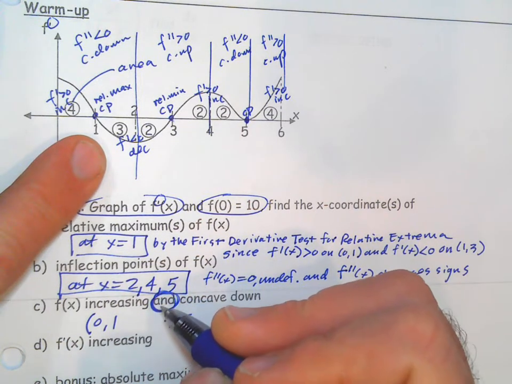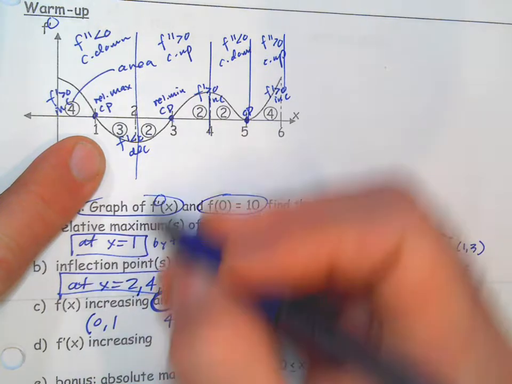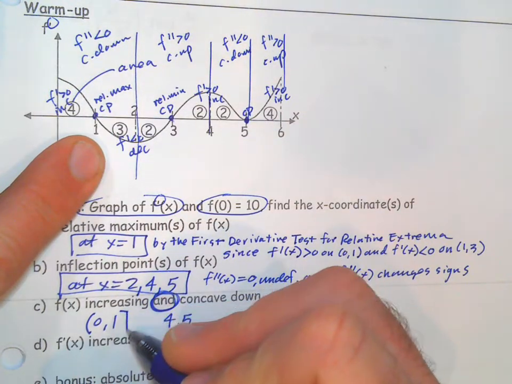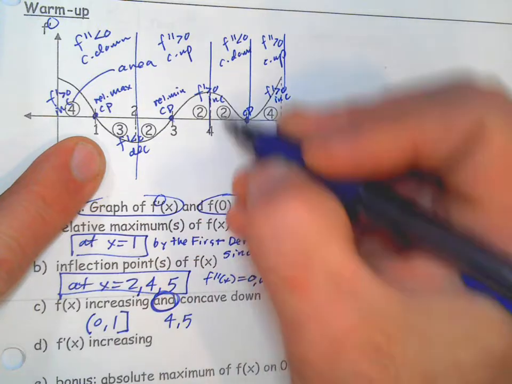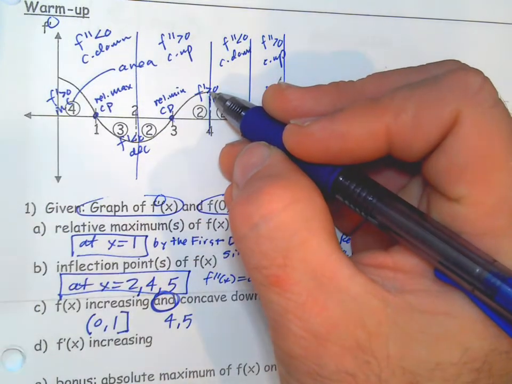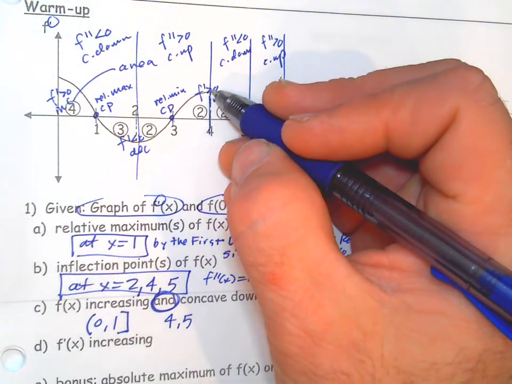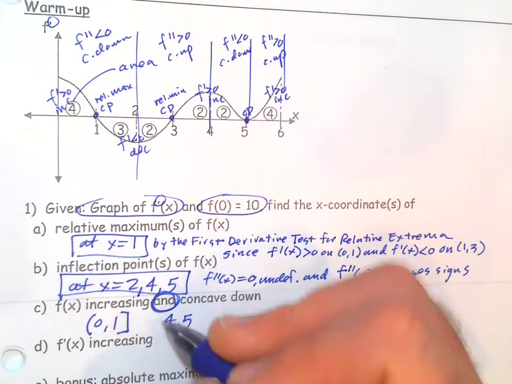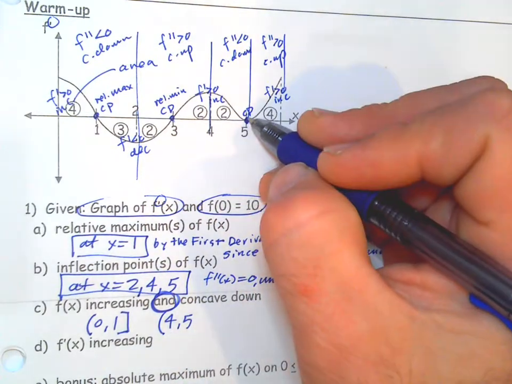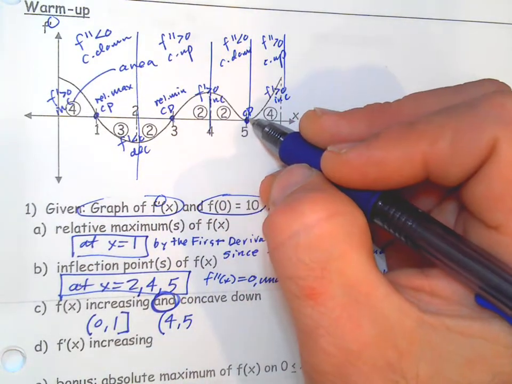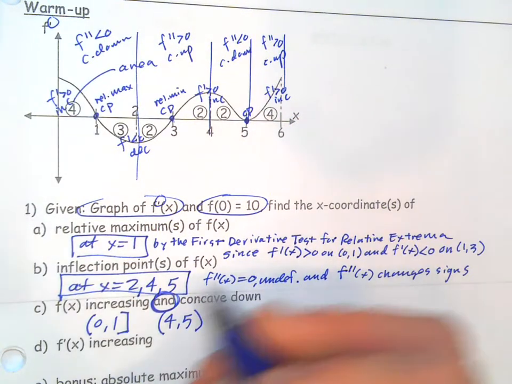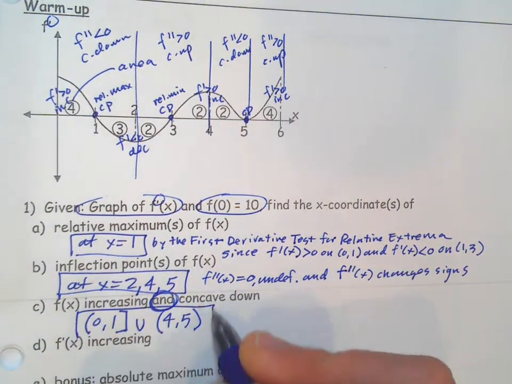1 we would include for the endpoint of increasing, and it's in the middle of concave down, so we're good, bracket. 4, I'd include it for increasing. It's in the middle of increasing, but it's at the edge of concavity, so parenthesis. And then 5, I would include it for increasing, but again, it's at the edge of concavity, so parenthesis.